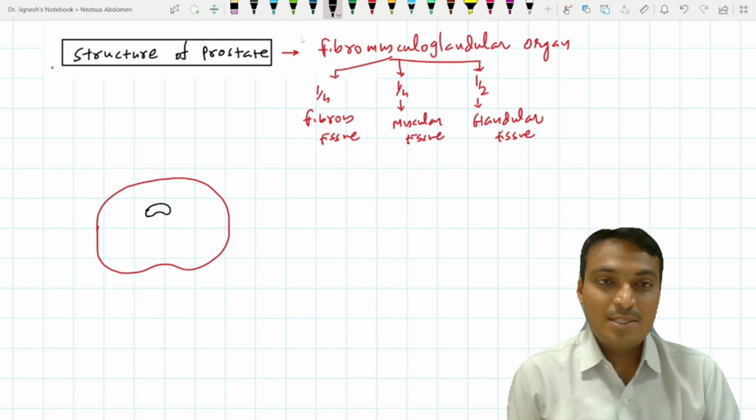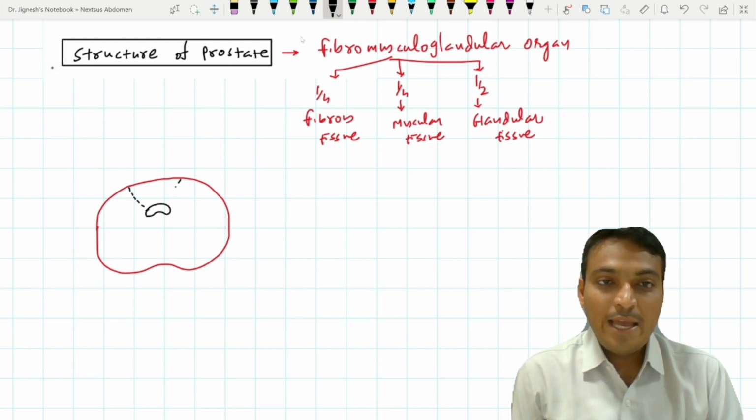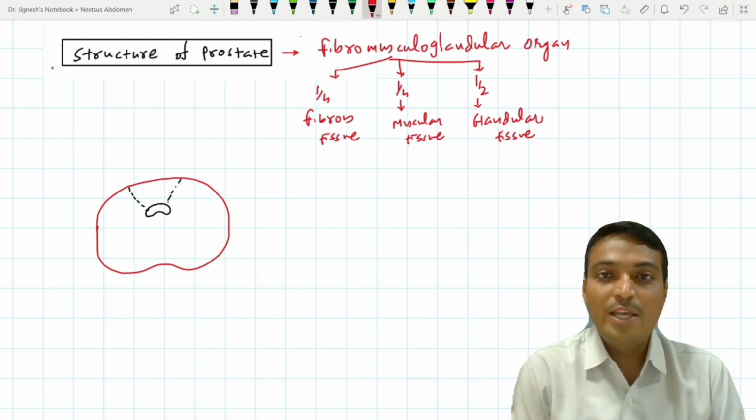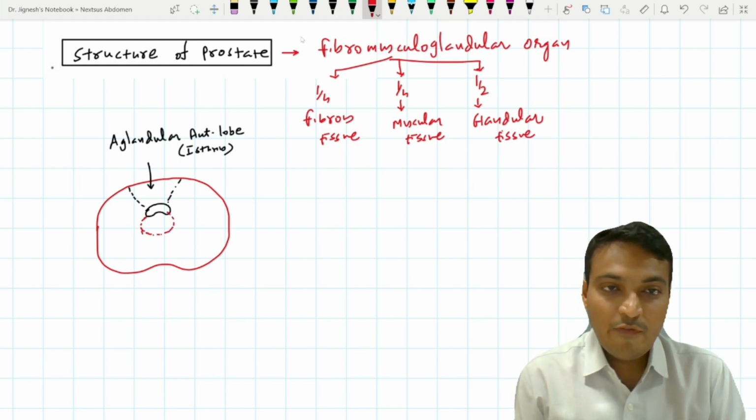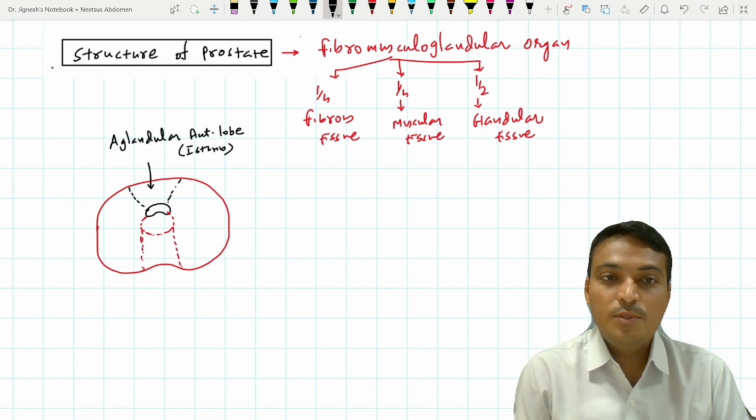And as we have discussed, there are so many lobes, and out of them, anteriorly there is a glandular part, and that is called the anterior lobe of the prostate, which is also called the isthmus. Just behind the prostatic urethra we find the median lobe, and just behind it we find the posterior lobe. On each side of the posterior lobe we have lateral lobes.